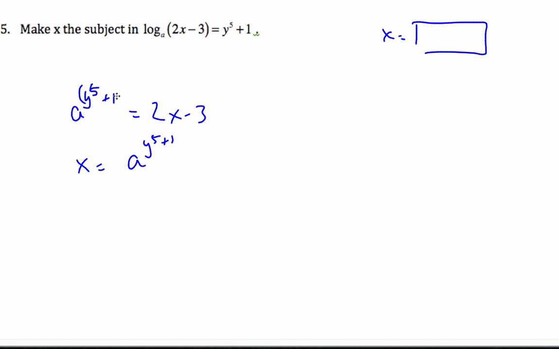Plus 1, just to make it clear. Minus 3, and all of that is divided by 2. Plus 3 divided by 2. And now x is the subject.